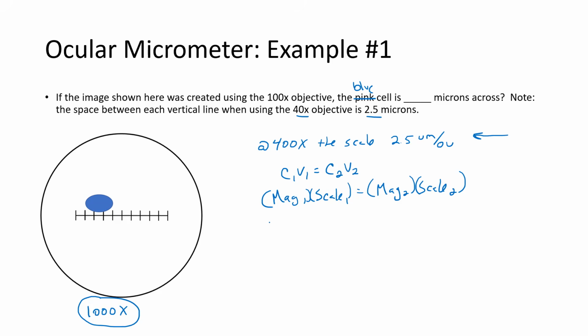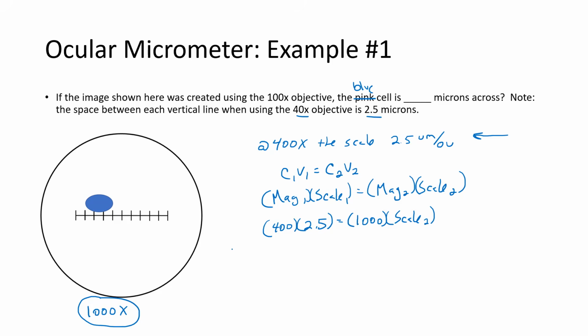And in this case, for mag 1, we can plug in 400x. So I'll just leave the x off, we'll put 400. And the scale, 2.5 microns per ocular unit, to simplify, I'll just put 2.5. And then that's going to equal mag 2. Well, mag 2 is at 1000x, so I'll just write 1000. And then scale 2 is what we're looking for, right? What is the microns per ocular unit measurement at 1000x? That's what our scale 2 is.